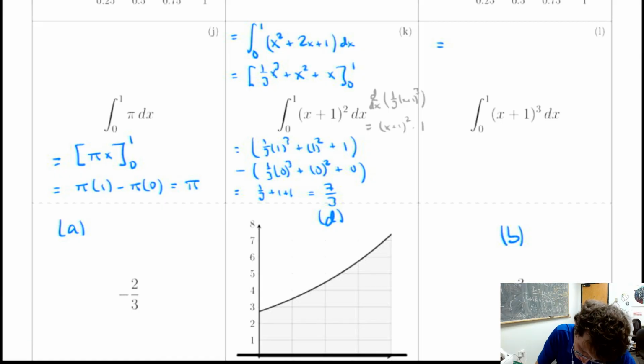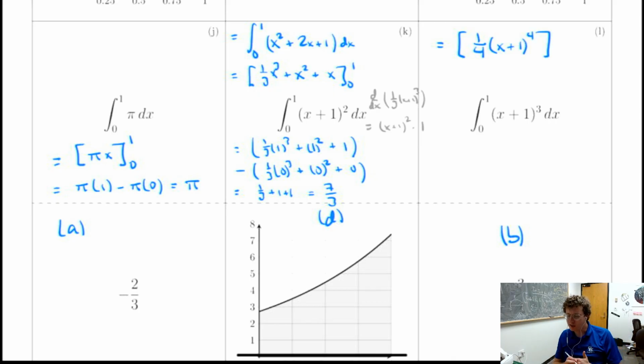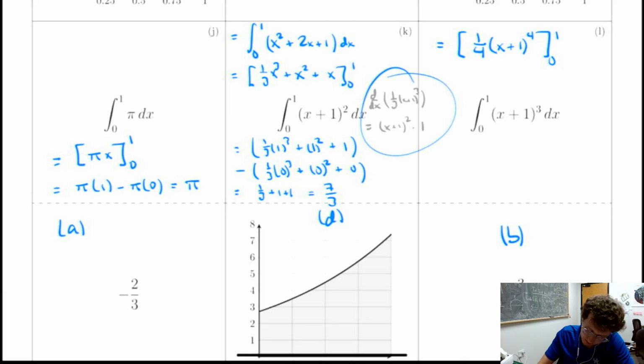Okay. You could FOIL this out. It would be x cubed plus 3x squared plus 3x plus 1. But you also might guess that 1/4 (x plus 1) to the 4th is an antiderivative, and sure enough it is. If we differentiate this, I get (x plus 1) cubed times the derivative of x plus 1, which is 1. It works out exactly like it did when the power was just 1 less.